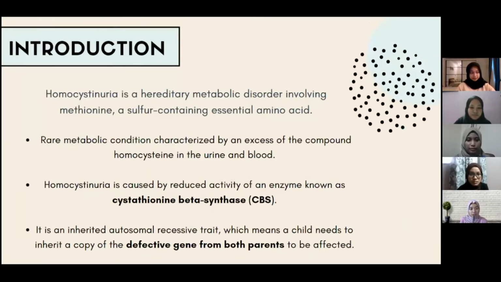As for the introduction, homocystinuria is a hereditary metabolic disorder involving methionine, a sulfur-containing essential amino acid. It is a rare metabolic condition characterized by an excess of the compound homocysteine in the urine and blood. Homocystinuria is caused by reduced activity of an enzyme known as cystathionine beta synthase, CBS. It is an inherited autosomal recessive trait, which means a child needs to inherit a copy of the defective gene from both parents to be affected.